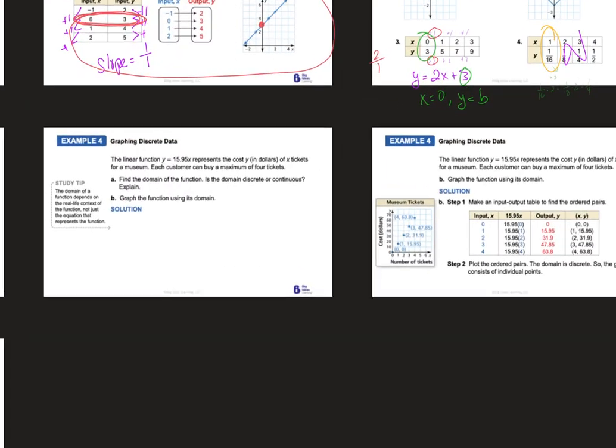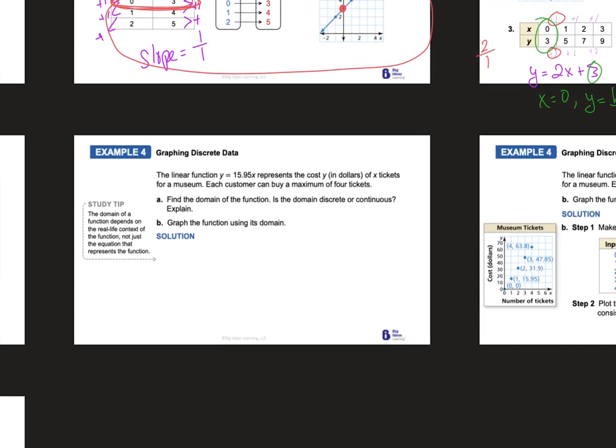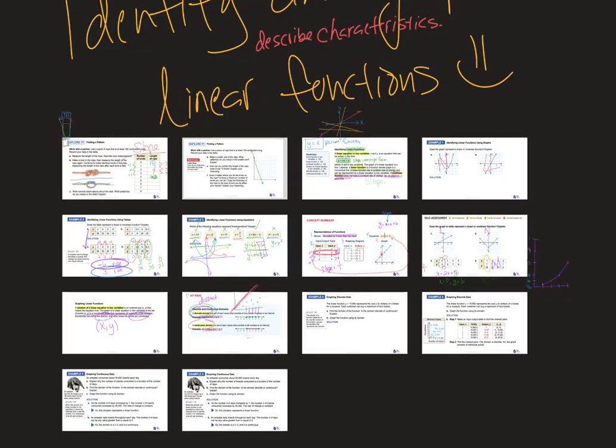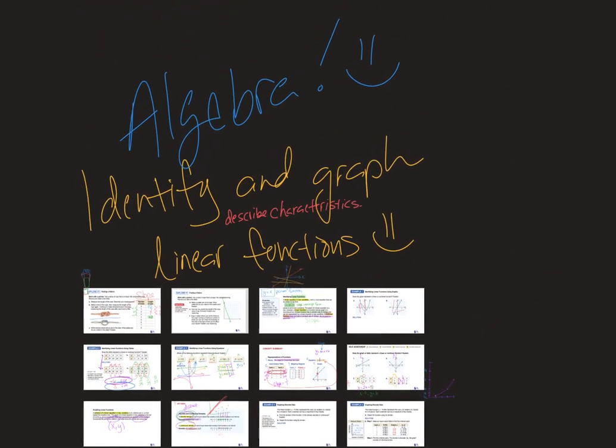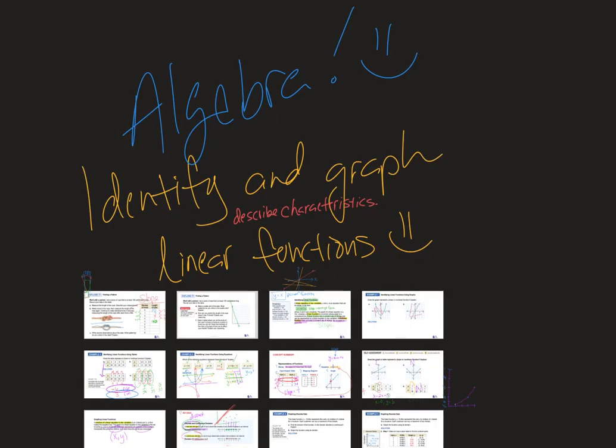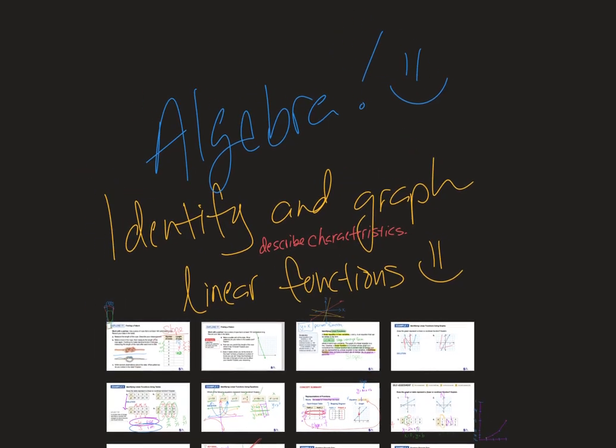So really, that's kind of where we left off. There were a couple real-world examples we could do, but we cut it off there so we could get some practice in. I think you guys are really well-versed in identifying and graphing linear functions, describing their characteristics.